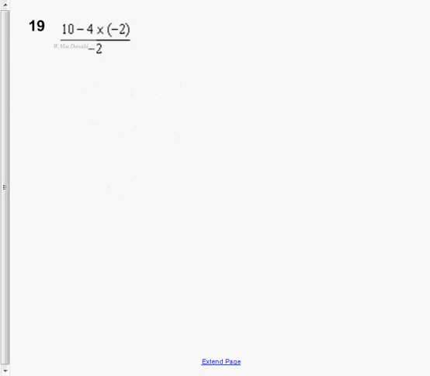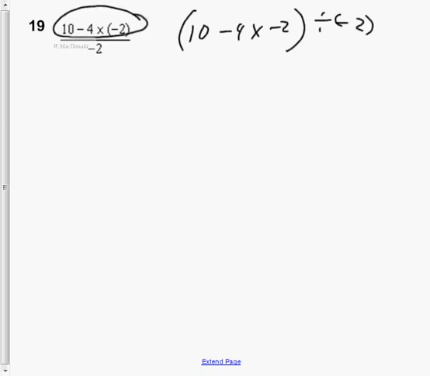Question 19. I could have written this question in brackets. 10 take away 4 times negative 2 divided by negative 2. I could have written it that way. Just simplify this part first and then divide your answer by negative 2 is what it's really saying. So, 10 takeaway, order of operations says do this first. So 4 times negative 2 is negative 8.